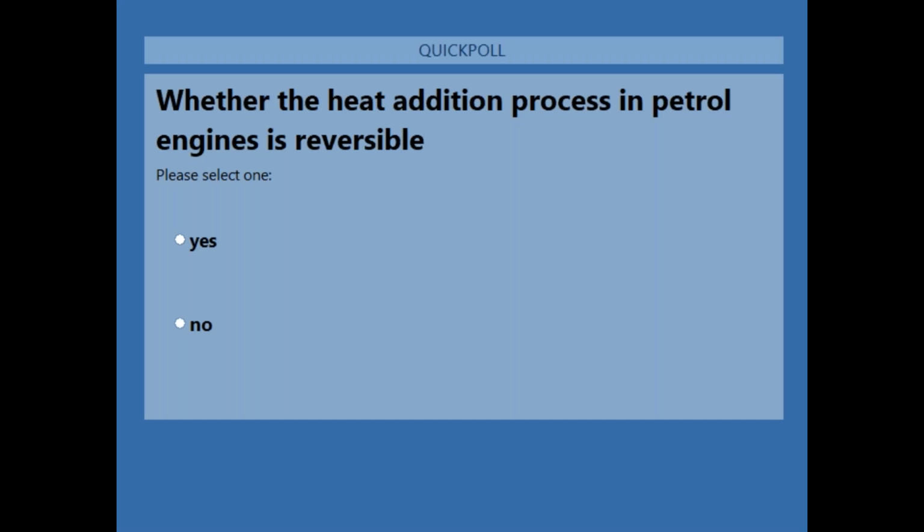So it's a very simple question. Try to understand this. The question is, whether the process of heat transfer is reversible or not when you're talking about a petrol engine.